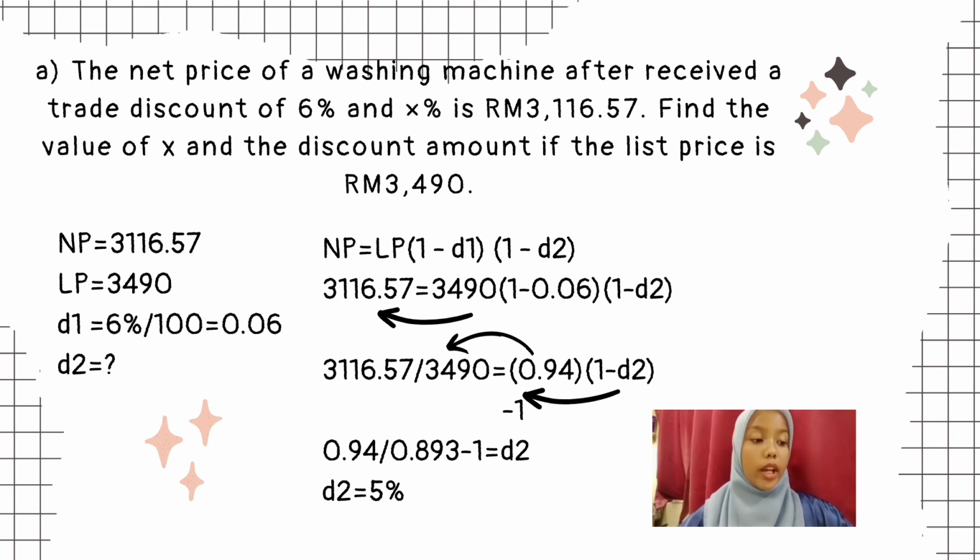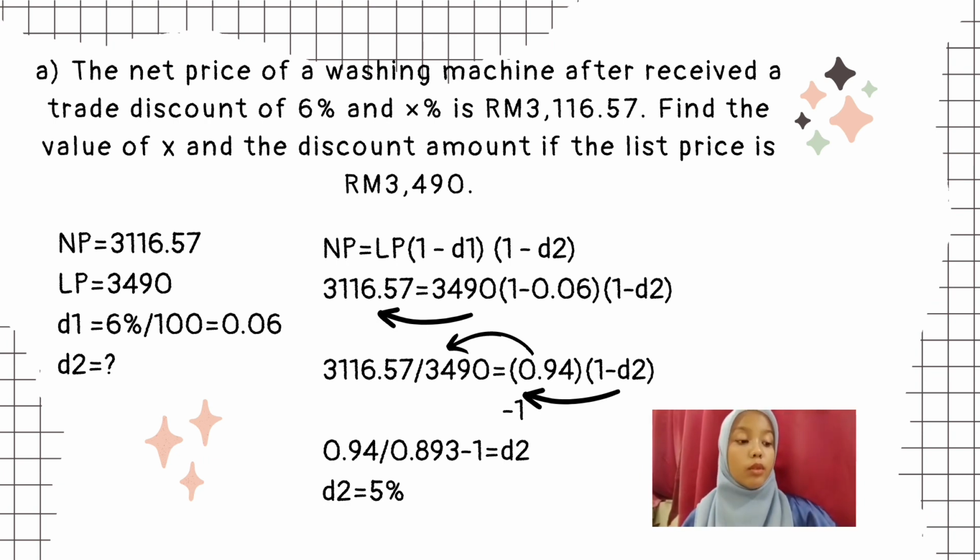How do you get 0.893? You will have to divide 3,116.57 cents by 3,490. So you will have 0.893. Then you choose minus with minus 1 and you will get 5%.